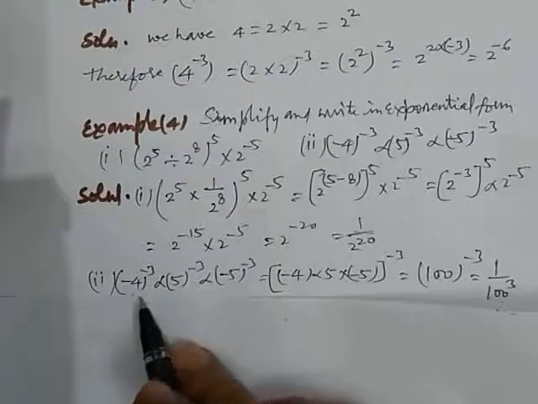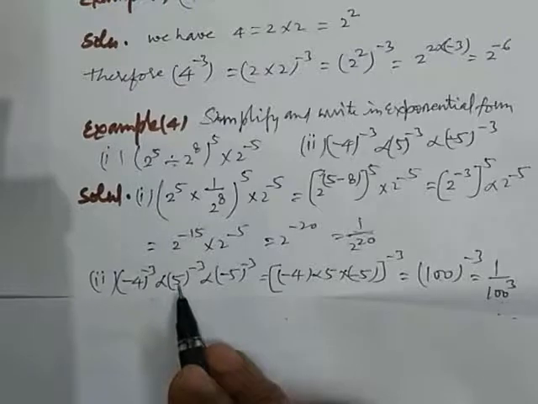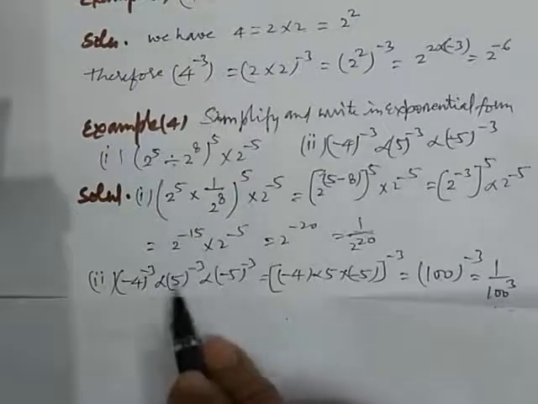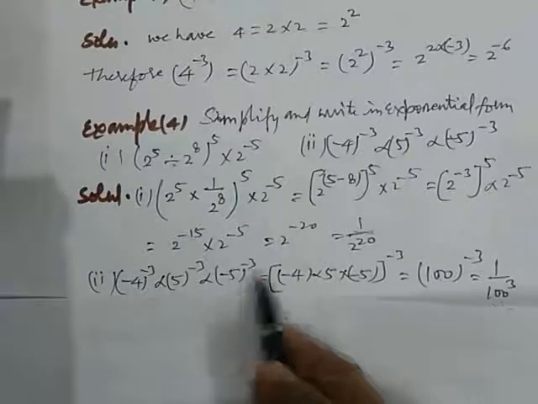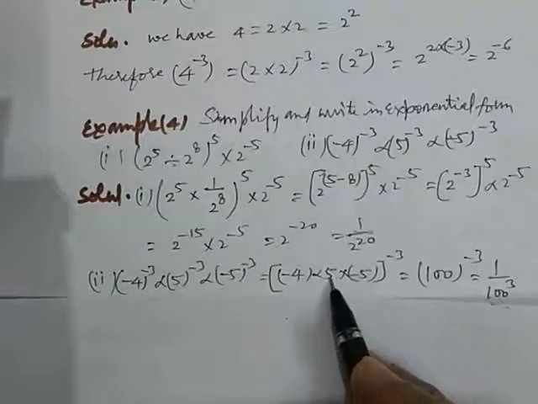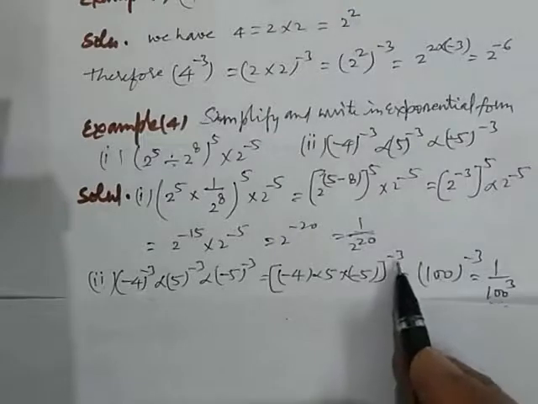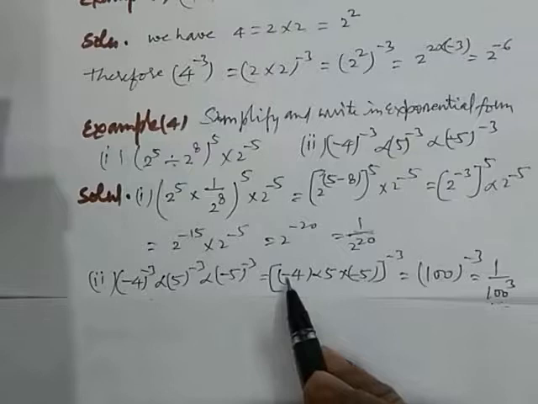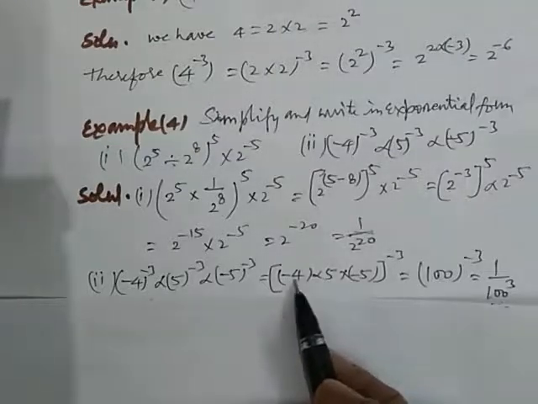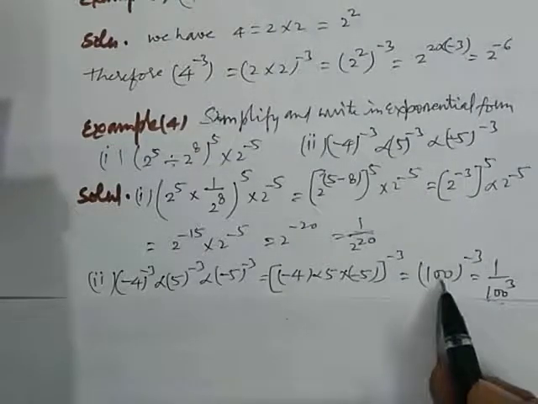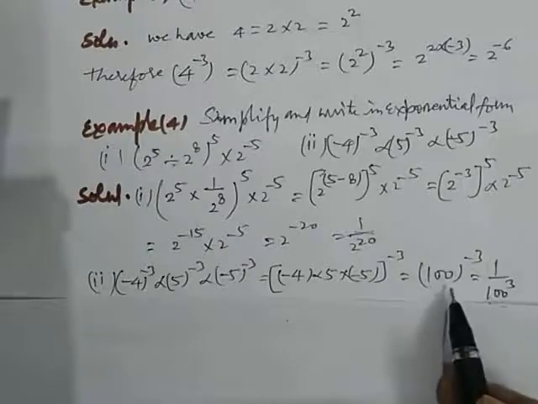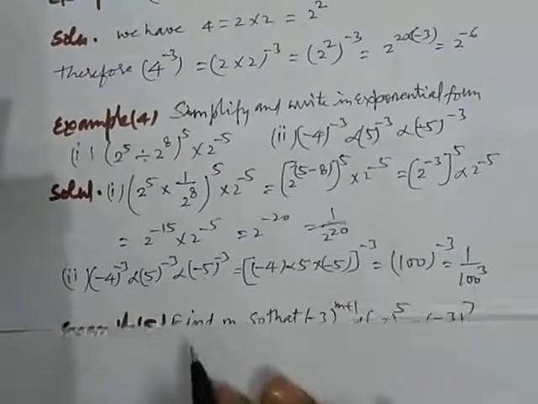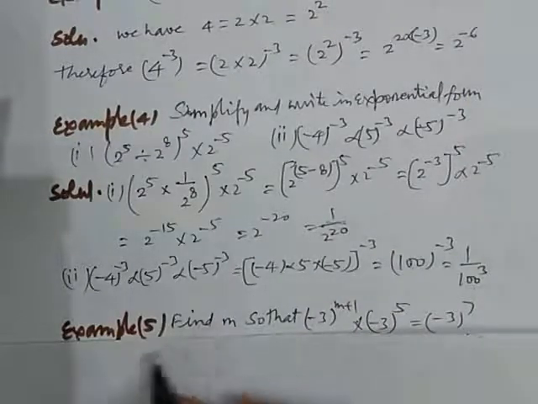Now the next question. Here the bases are different but the powers are same. So we just multiply the bases by keeping the power same. So minus 4 into 5 into minus 5 whole power minus 3. Minus into minus plus, 5 fives are 25, 25 fours are 100. So this becomes 100 raised to the power minus 3. So by reciprocating it, we get 1 upon 100 power 3. So this way we can solve the question.